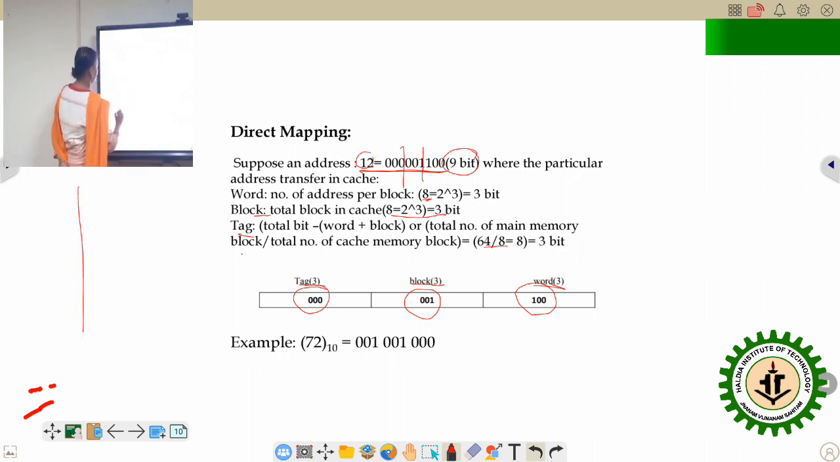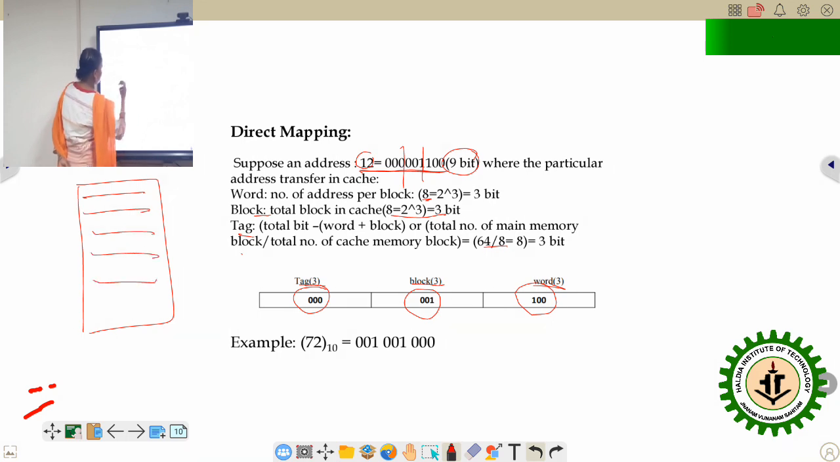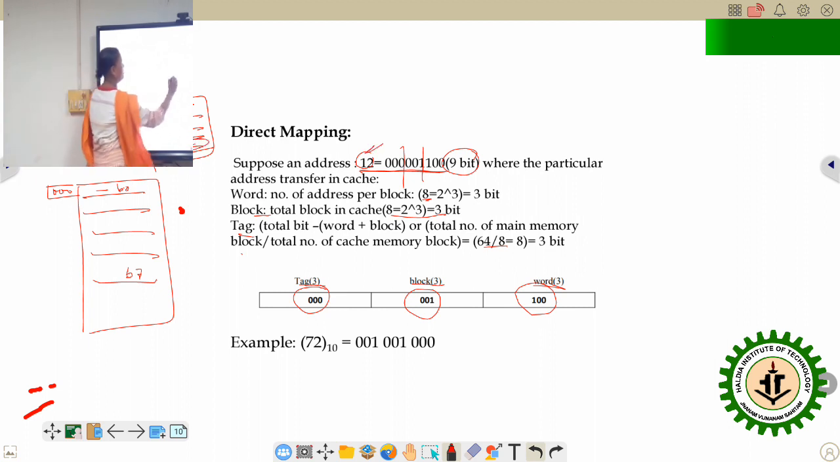So if we draw this, suppose this is the cache. The tag value is actually placed here. So the 0th tag, each tag has a block number; the block field is 3 bits, so total 8 blocks, suppose B0 to B7. Within the block, each block again consists of 8 locations. So B0 consists of 8 memory locations. Within B0, 100 means 4. So 0, 1, 2, 3, 4. That is the fourth location, which is for your 12.